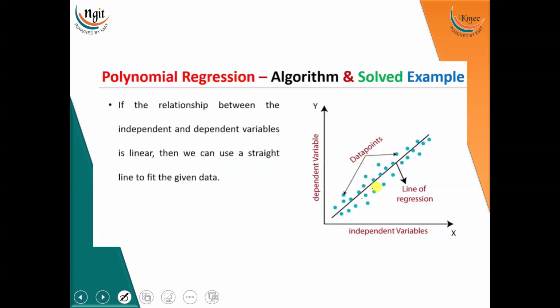So what is the difference between simple linear regression and polynomial regression? If the relationship between the independent variable and dependent variable is linear, then we can use a straight line to fit the given data. That is simple linear regression. So this is the line of regression. These are the data points, and we have an independent variable and we also have a dependent variable.